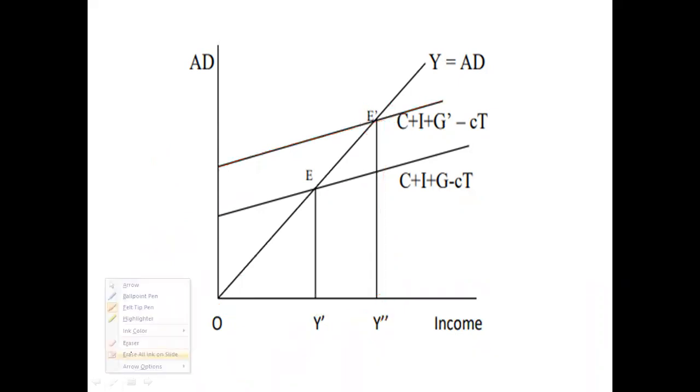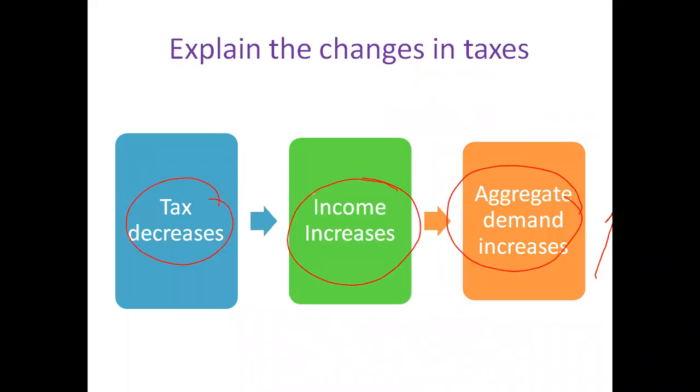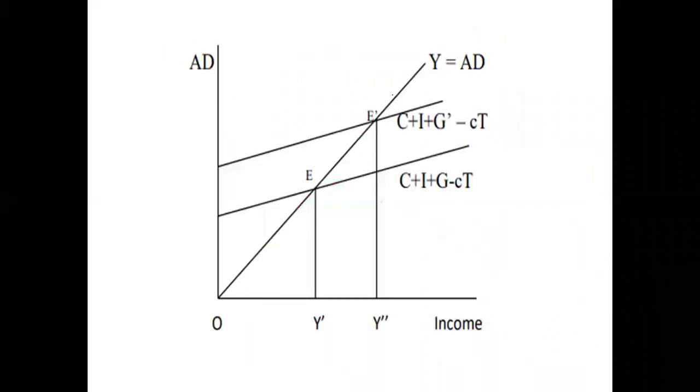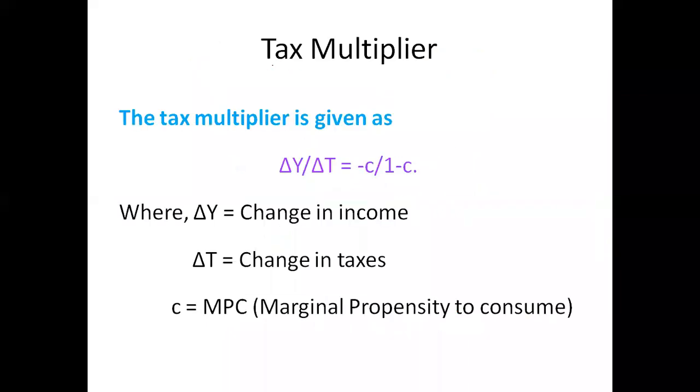Investment multiplier: what happens when investment increases. Students, in this chapter, in this topic, what are we studying now? We are studying the changes in taxes, right? So in this chapter we have to learn the taxation multiplier. The taxation multiplier means, when tax changes, how will income change? That means if tax changes, how will the income change? So that is what we are studying. We are studying the tax multiplier.